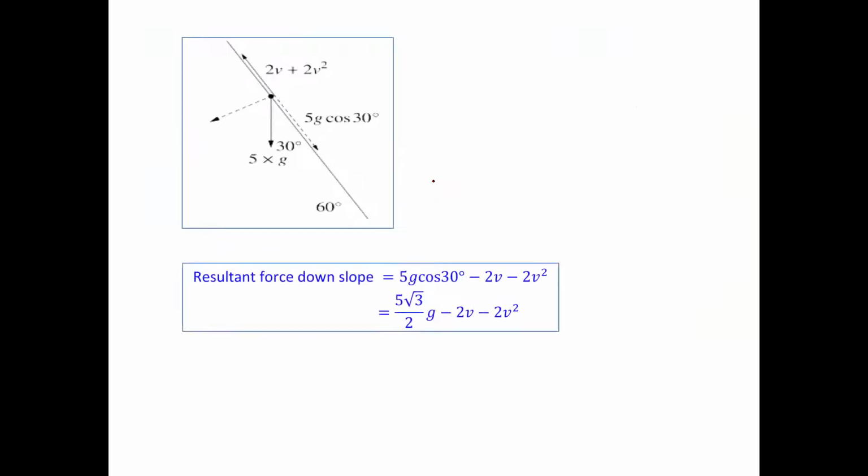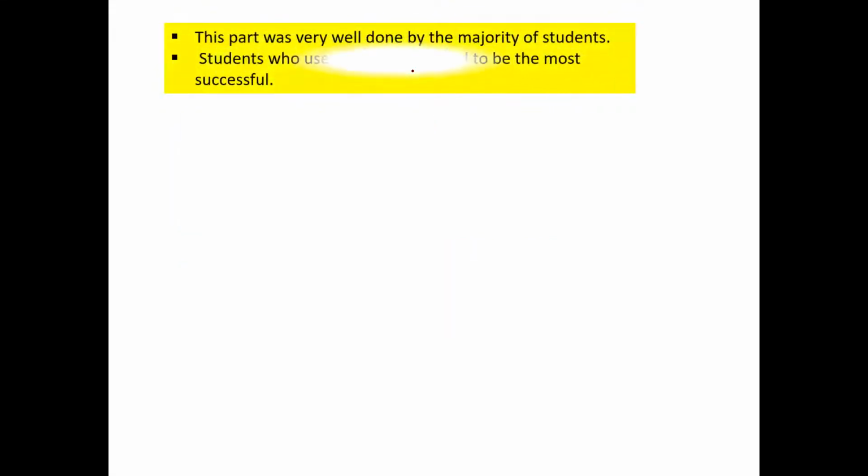Here's a solution. That's the diagram. So the resultant force is 5g cos 30 minus 2v minus 2v squared, because that's the friction force. That's the applied force. This part was very well done by the majority of students. Students who use a diagram seem to be the most successful.